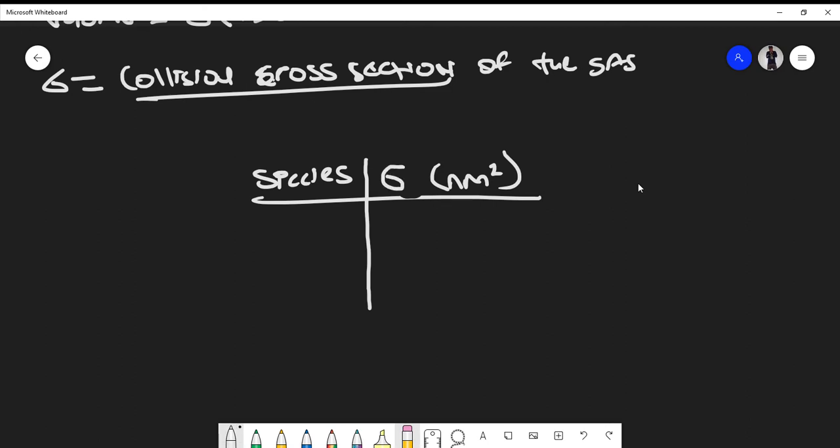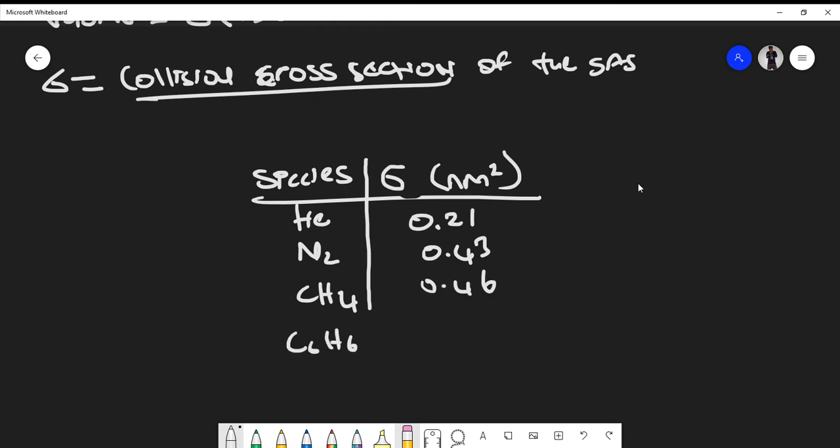You could look these numbers up, but it's also nice to have these basic numbers for these basic molecules memorized. For methane, it's about 0.46, and C6H6, which is benzene, it's actually 0.88. So these are some species and the collision cross-section of these different gases.